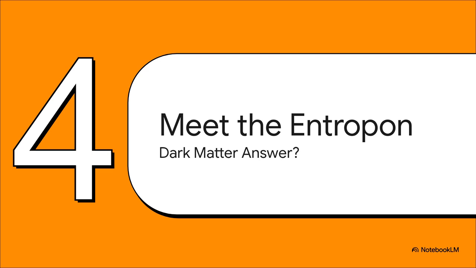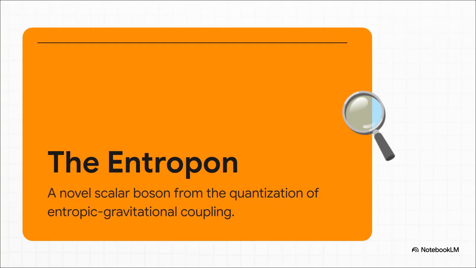Which brings us to Section 4, Meet the Entropon particle, the answer to dark matter. We've got a stable, regulated spacetime, but what else does this math create? Well, when you take this entropy-regulating field and apply quantum mechanics to it, quantize it, the math naturally spits out a brand new microscopic particle. Abdallah named it the Entropon, represented by the Greek letter phi. It's a novel scalar boson.